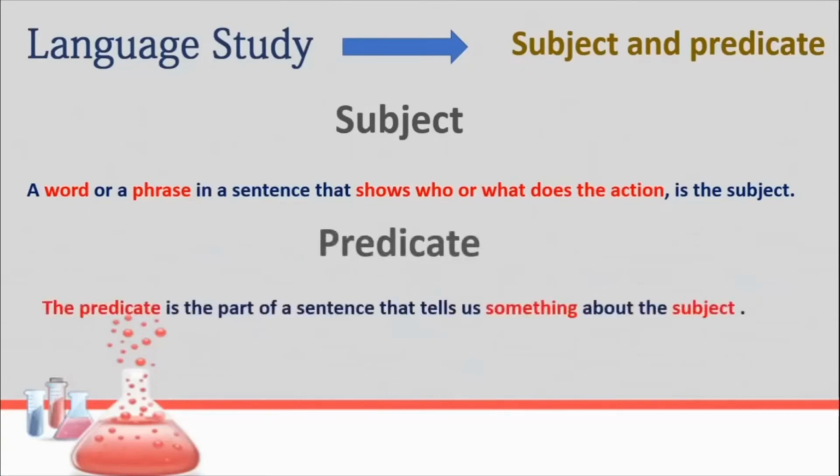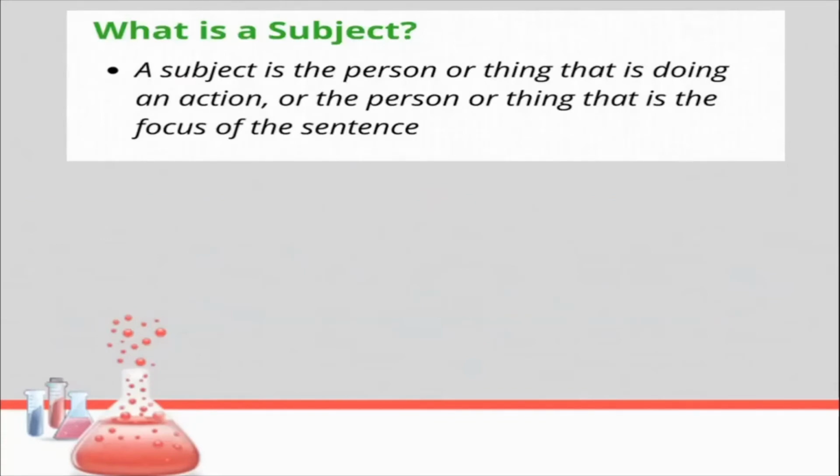So what is predicate? Predicate is the part of a sentence that tells us something about the subject. You can also say that predicate is that part of the sentence which contains the verb. So if you have not understood what I have said in this part, let us move on and understand it better using some examples. So once again, let us try and understand subject and predicate separately with the same example. So what is a subject? A subject is the person or thing that is doing an action.